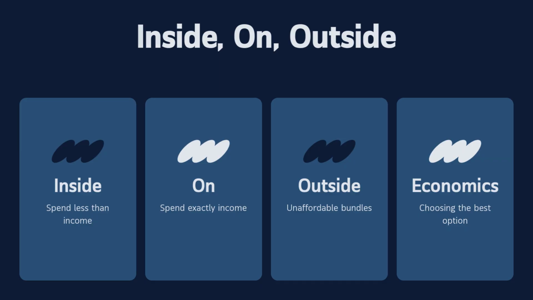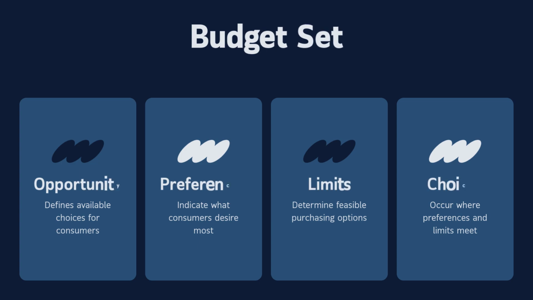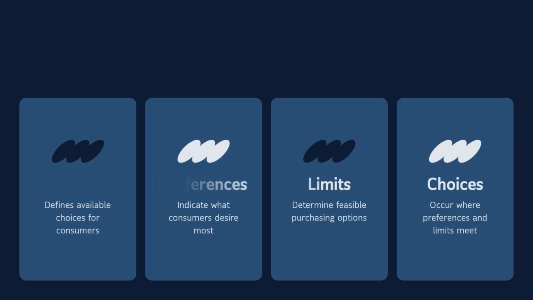The budget set defines the consumer's opportunity set. Preference tells us what the consumer wants. The budget set tells us what the consumer can choose. So choice happens where these two meet.